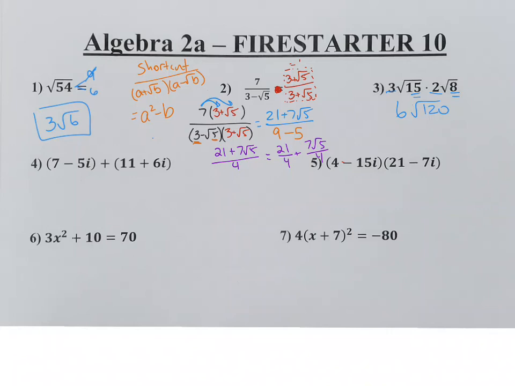Now I'm going to divide. I'm going to find the biggest perfect number that goes into 120. It's 4. So this 4 gets to leave the jail and turns into 2. So I have 6 times 2 square root. This 30 stays in jail forever. So the best answer is going to be 12 radical 30.